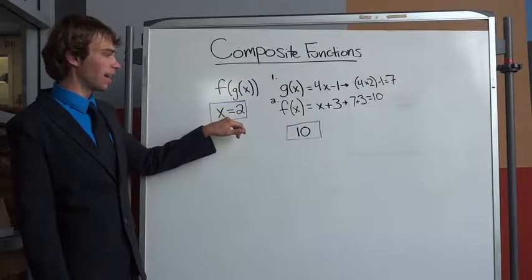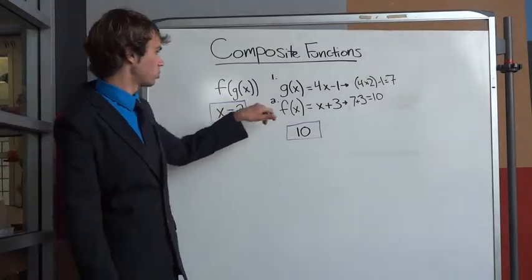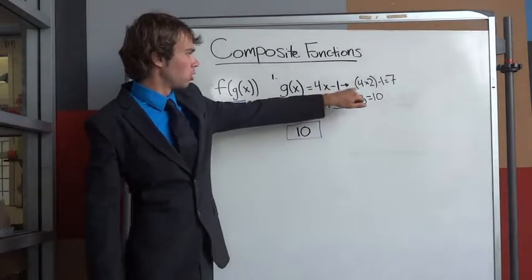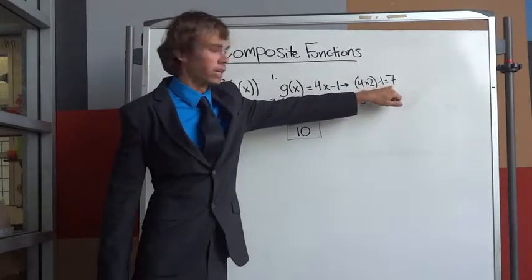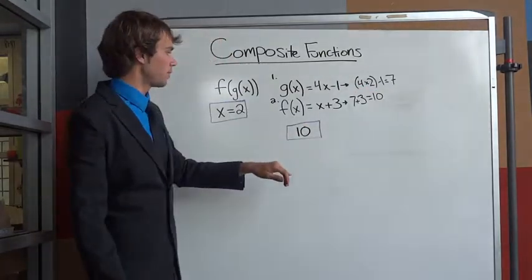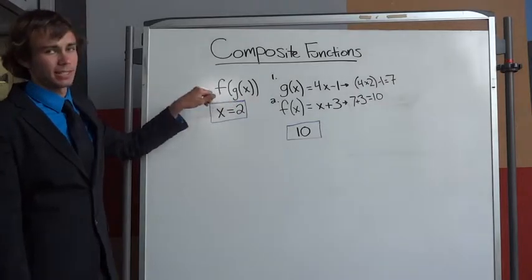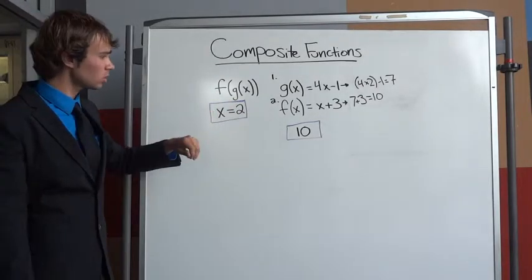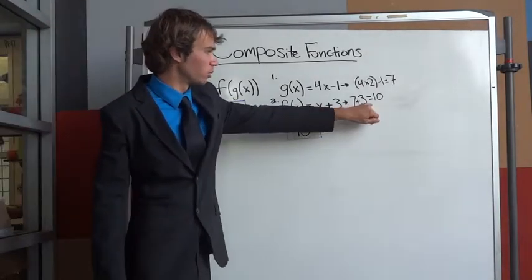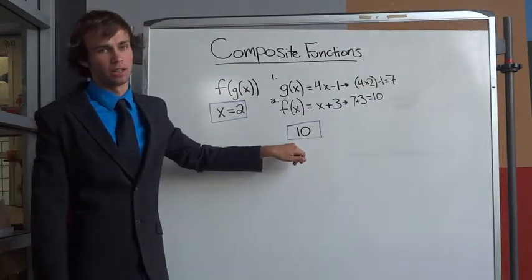So, if we have x equals 2, we're going to plug in x equals 2 into the equation, getting 4 times 2 minus 1 equals 7. Since we have 7, we're going to plug that into f of x, since that's the second function. So we have 7 plus 3 equals 10, and 10 becomes our final answer.